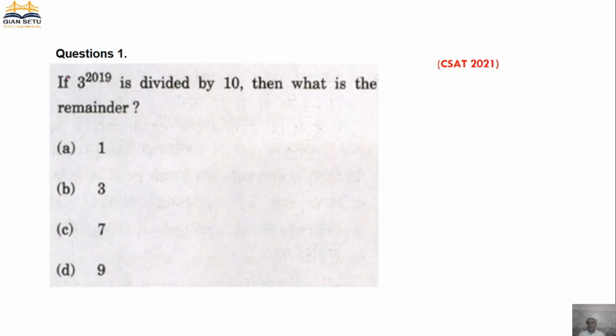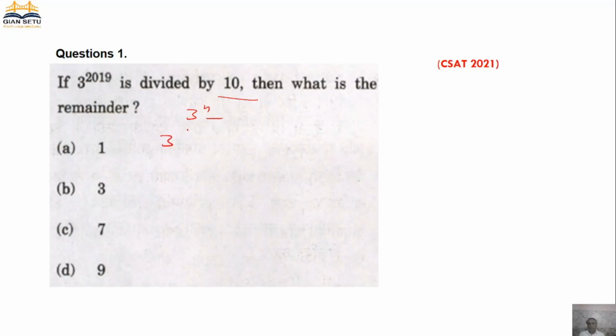Now question number 1 is, if 3 raised to power 2019 is divided by 10, then what is the remainder? Now to solve this question, we should know two things. First of all, when a number is divided by 10, then the remainder is always the last digit of that number. Second, here we need to know what is the cyclic pattern of 3 raised to power n. Right. Now what is the cyclic pattern?